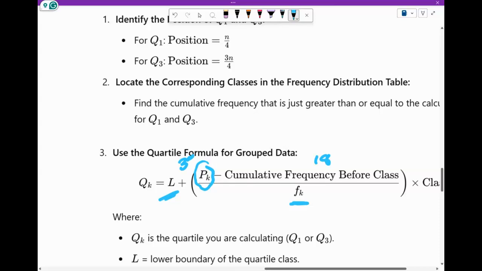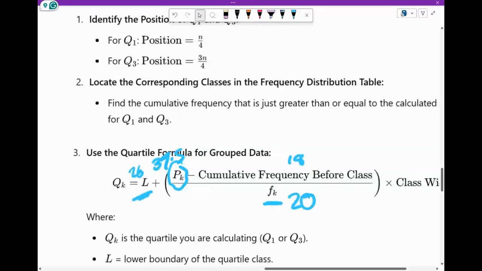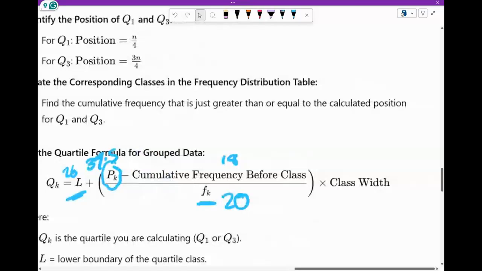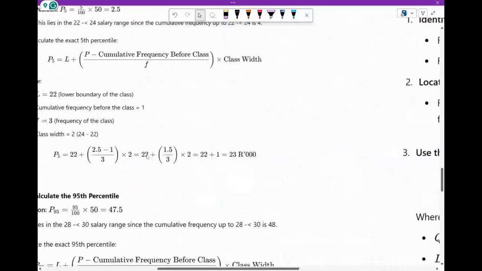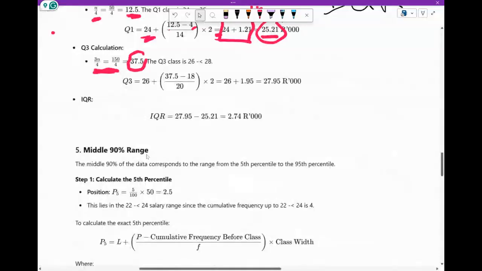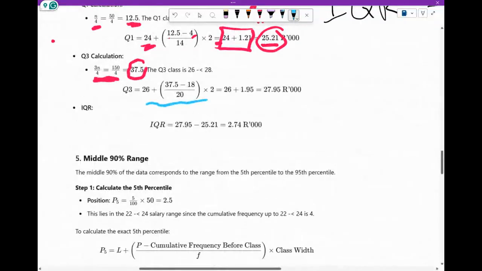So we said this is 37.5. The lower bound is 26, isn't it? And the frequency here is 20. Okay? And then the width, we know the width for all our classes is 2. I'm just showing you, if you know what you're looking for, we're just inserting values and calculating. And if we go to our answer there, we see that's exactly what they've done here, exactly what we wrote down. Can you see that?